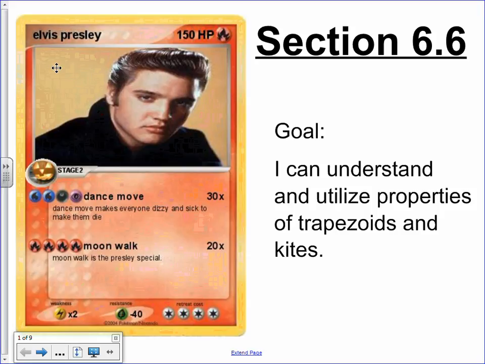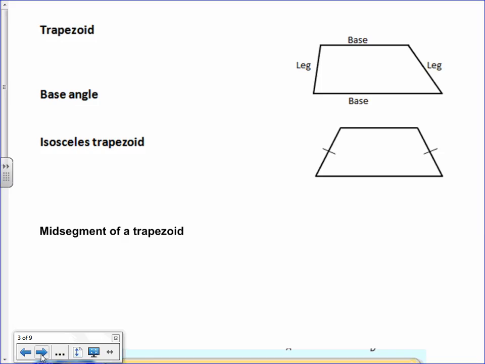Section 6.6, the goal: I can understand and utilize properties of trapezoids and kites. So we're talking about different polygons now, different quadrilaterals that maybe are not parallelograms. Trapezoids and kites. All right, so let's start off with some vocab.